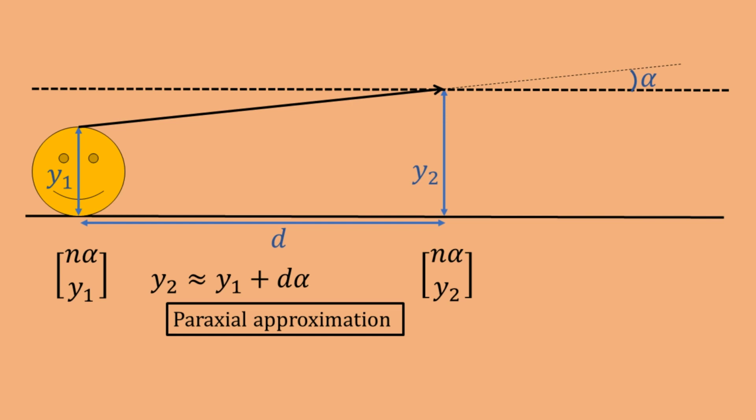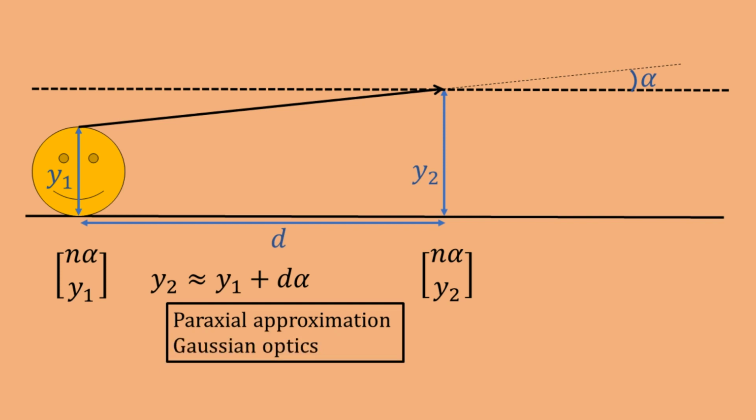As a side note, the paraxial approximation or small angle approximation is a very important approximation that is often made in optics to simplify computations tremendously. The field of optics in which this approximation is made is called paraxial optics or Gaussian optics.